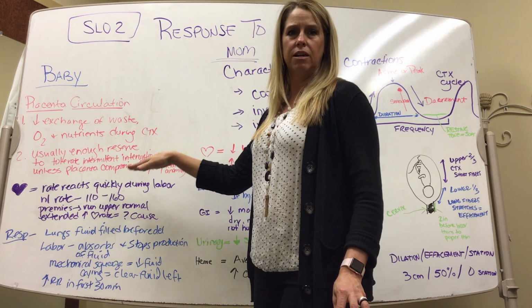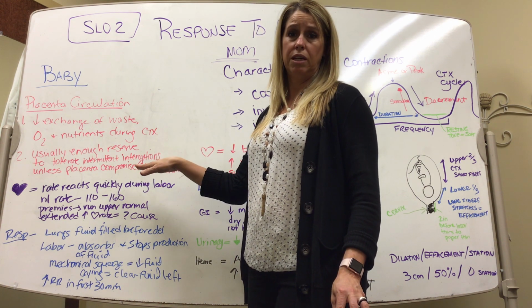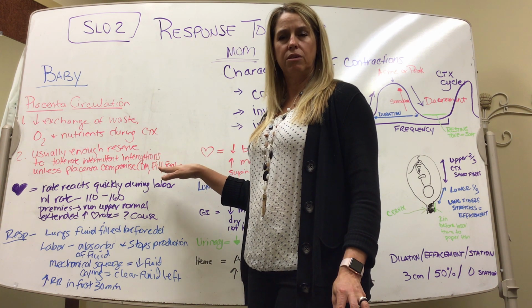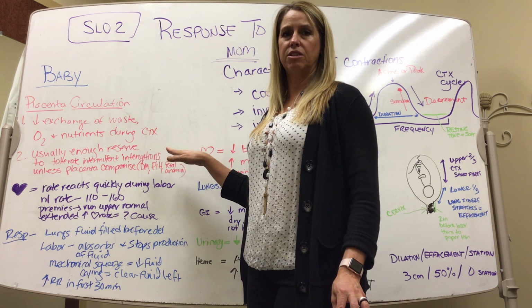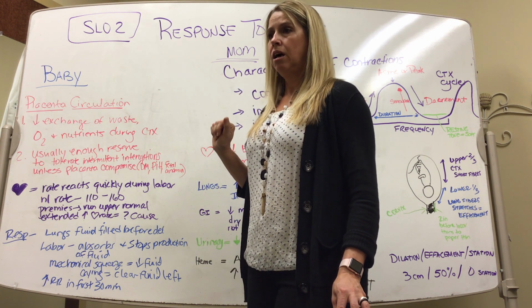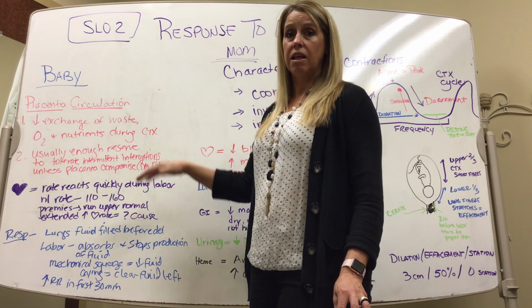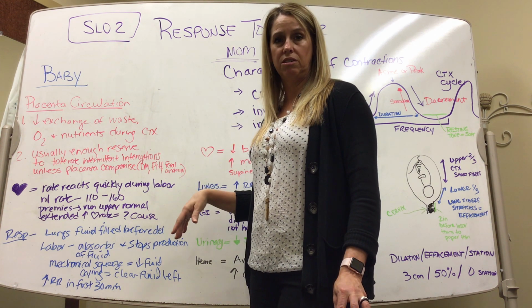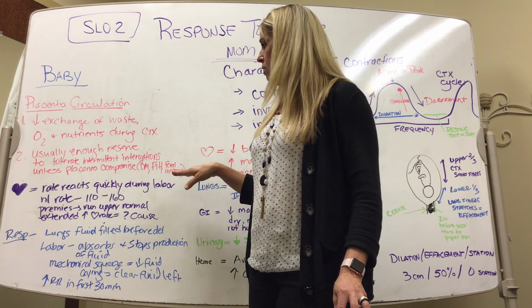The heart rate is normally between 110 and 160. It responds quickly to labor, so sometimes when a patient has a contraction, what we see is an acceleration, a speeding up of the heart rate. Sometimes we see decelerations, so if the placenta is causing issues, we can see decelerations in the heart rate also.